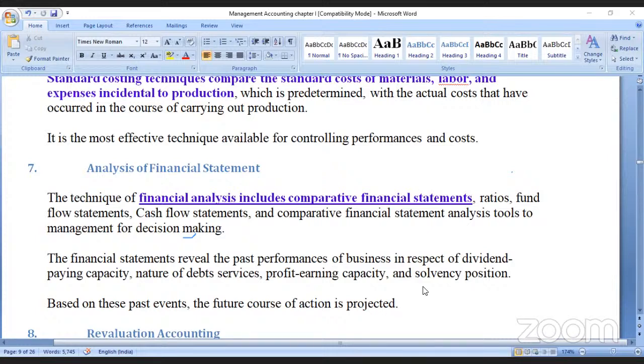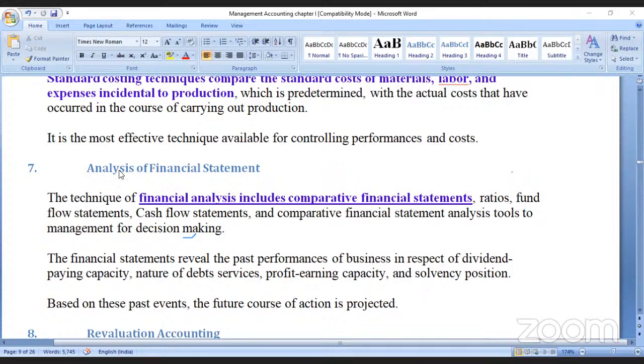Okay, solvency position. Solvency position is nothing but the firm's paying capacity. Does the firm have the capacity to repay all these loans or not? Does the company have some kind of assets or not? If the company has good assets, by selling these assets the company can easily pay whatever liabilities are there.